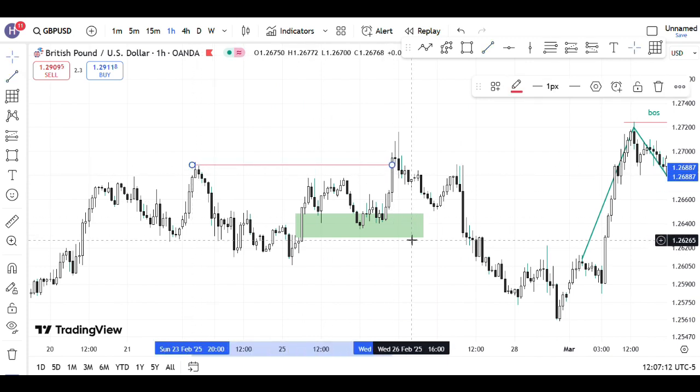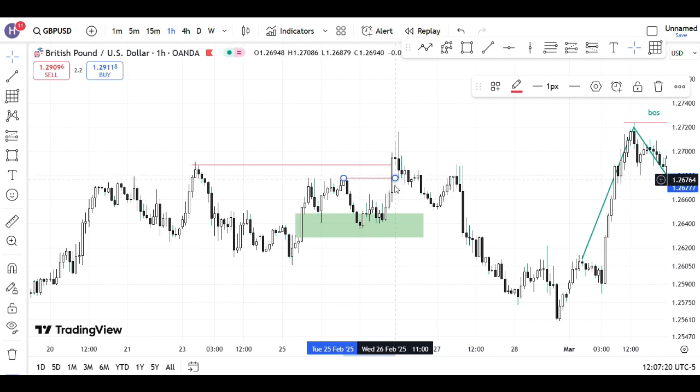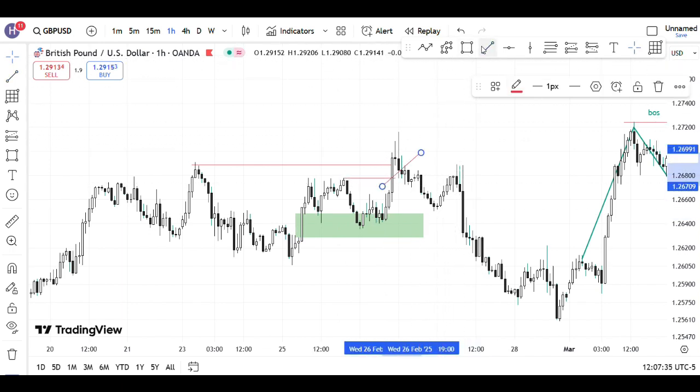Where is our break of structure? From here to here, right? And also we have a fair value gap from here to here, but it is not valid. See, it is not valid. It is above the break of structure, so we cannot get this one. This is rejected. We cannot get this.